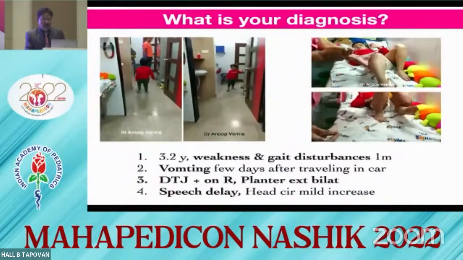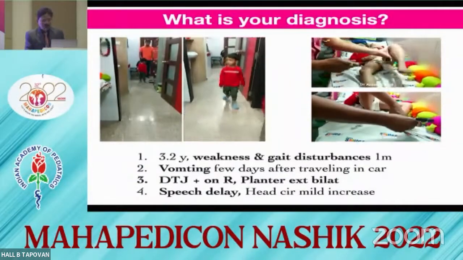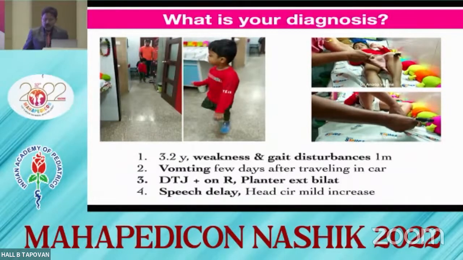Another patient we have seen just 5 days earlier. He had weakness and gait disturbance. You are seeing he had vomiting, sudden right upper limb involvement, and lurching was there. Deep tendon reflexes were positive, plantar extensor, speech delay, and head circumference was increased.